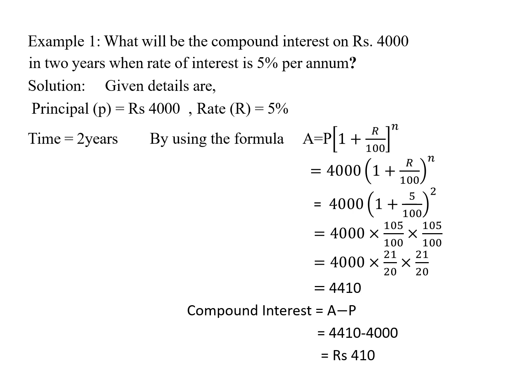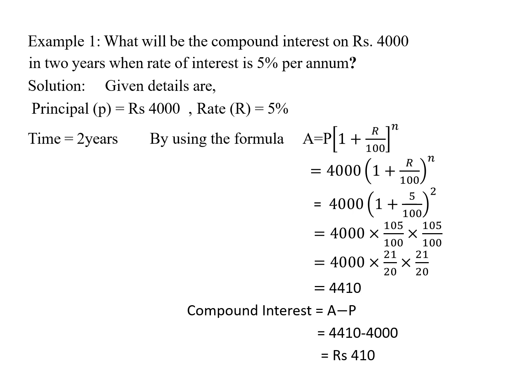So we got 105 by 100 into 105 by 100. Instead of n, we just put 2 here, so it is calculated 2 times. So we have to write 105 by 100 into 105 by 100, which is equal to 4,000 into, after cancellation, 21 by 20 into 21 by 20, and again after simplifying we got 4,410 rupees.